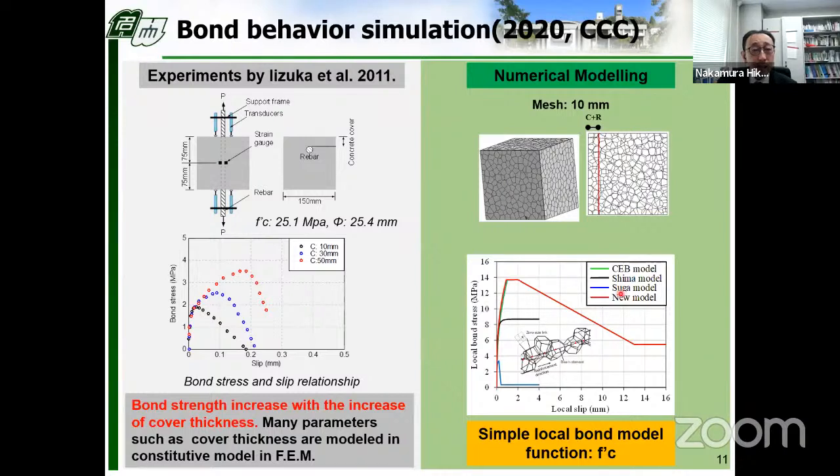And this is the numerical model of RBSM. Deformed rebar is modeled by beam elements, and a simple local bond slip model is assumed, only as a function of compressive strength. We did not consider more parameters such as the effect of cover thickness. Through the simulation result, please confirm what the difference is between FEM and RBSM.